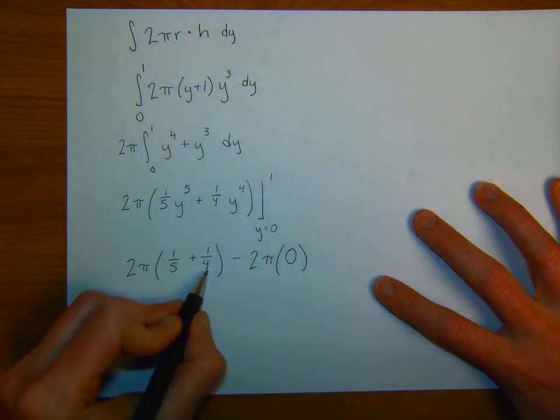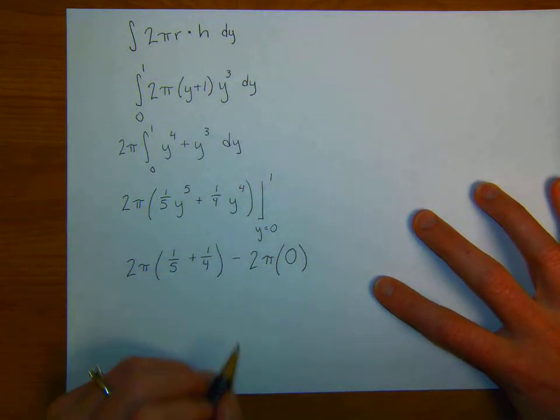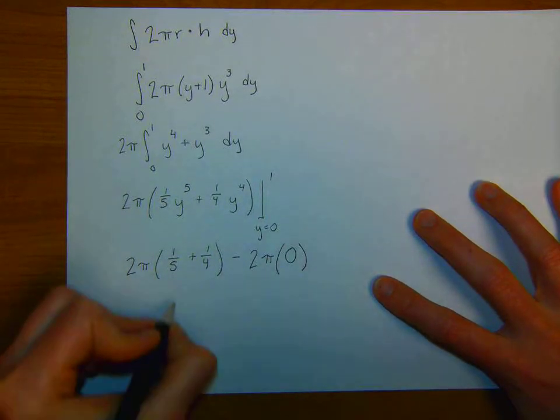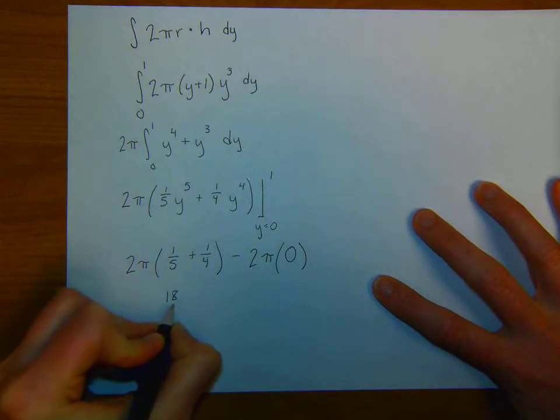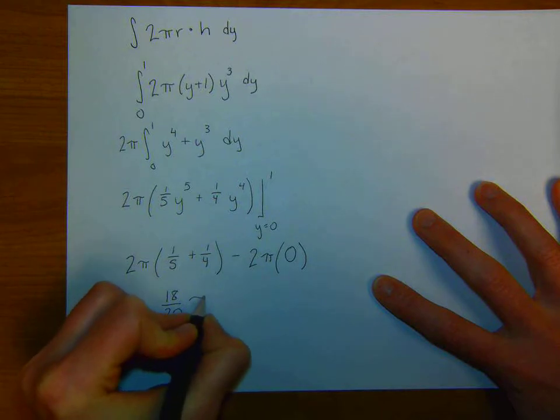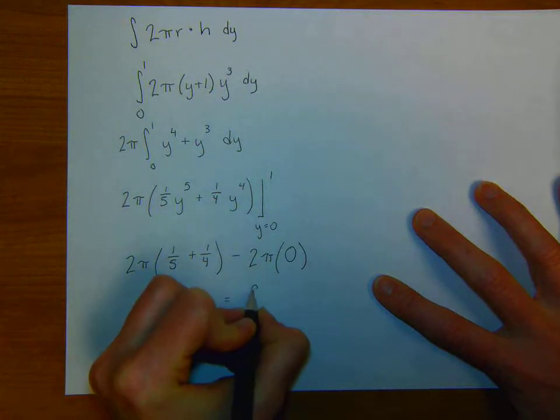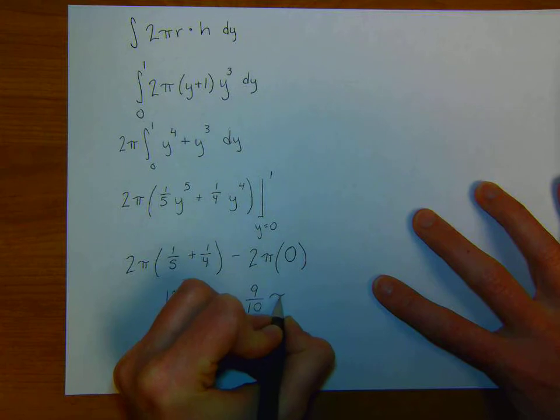A fifth plus a fourth is 4/20 plus 5/20 is 9/20. 2 times 9/20 is 18/20 pi, which is the same thing as 9/10 pi.